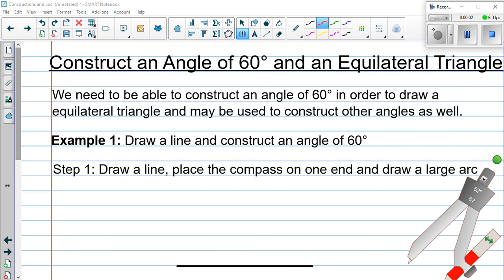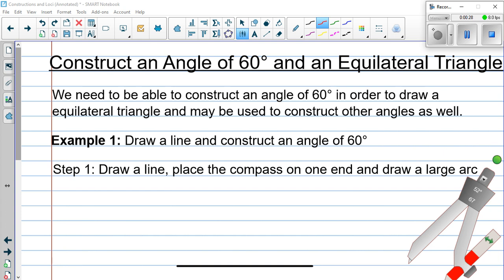Hi there, and today we're going to construct an angle of 60 degrees and an equilateral triangle. We construct the 60-degree angle first because it's usually the easiest one for people to grasp, and then we use it right after for equilateral triangles, because we know the equilateral triangle has 60 degrees, right? Because it has to have the same angle, same side length.